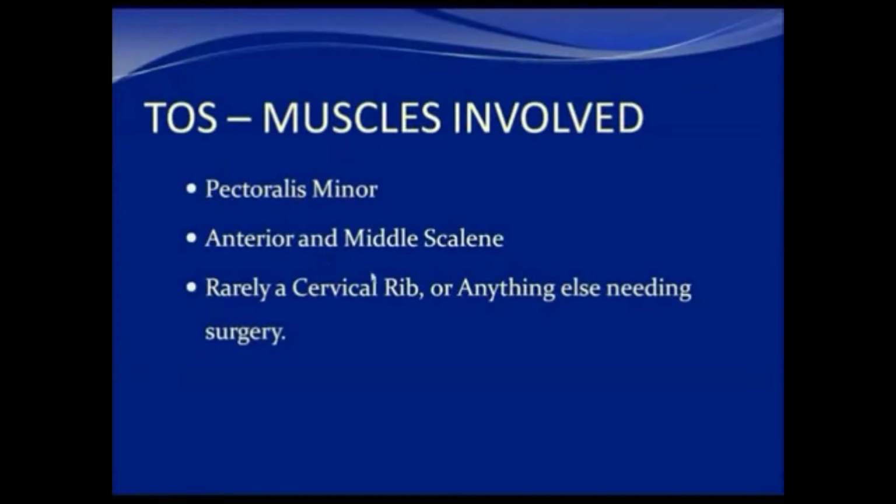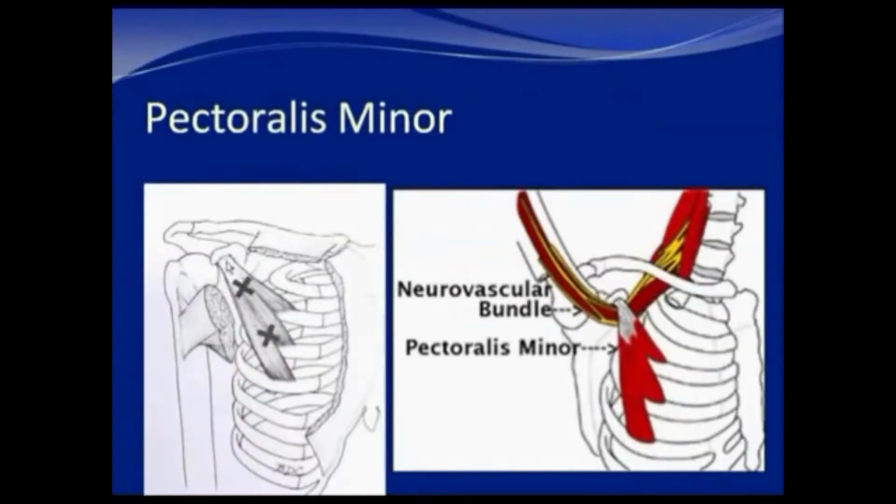Pectoralis minor muscle. This is the pectoralis minor muscle right here, and you can see right here the tendon of that pectoralis minor muscle and the brachial plexus passing under it.